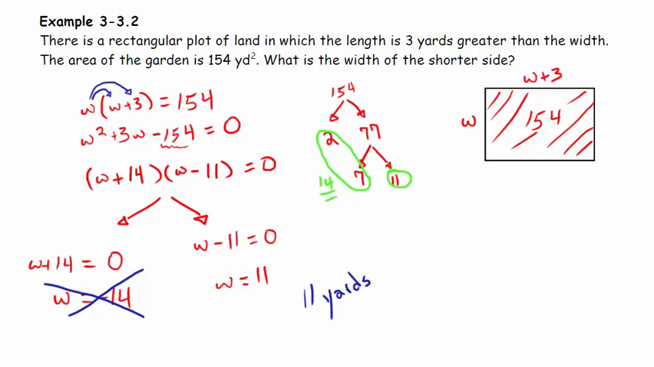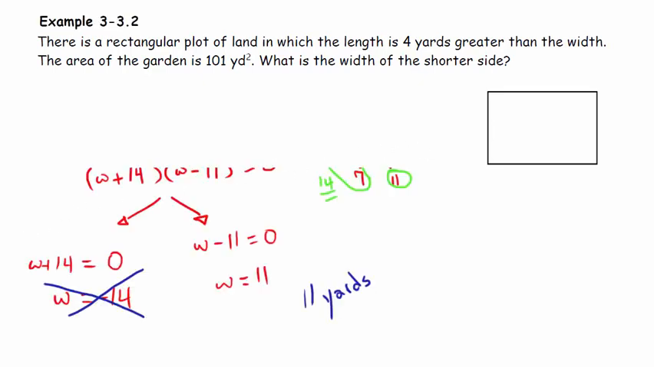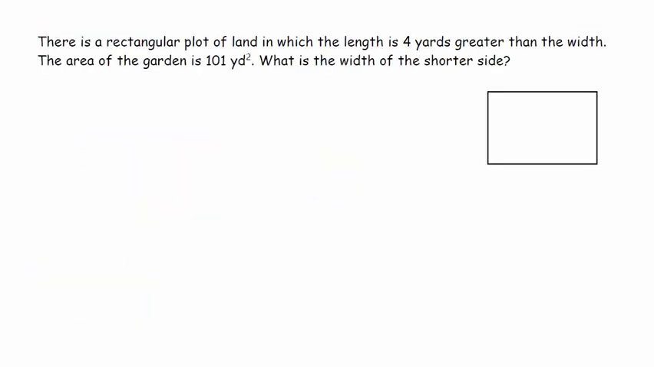Now we're going to change this slightly. Let's see, how did we change this? Let's come back here. Before, one side was 3 yards greater than the other, and the area was 154. I have changed this ever so slightly. We're still looking for W, the shorter side, but now this side is 4 yards greater, and we have an area of 101.